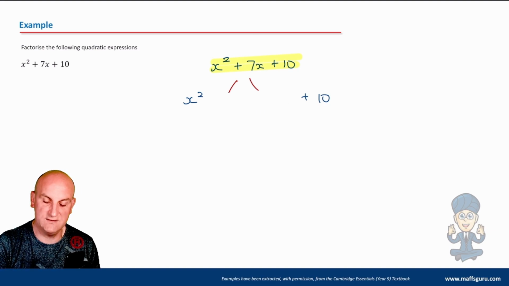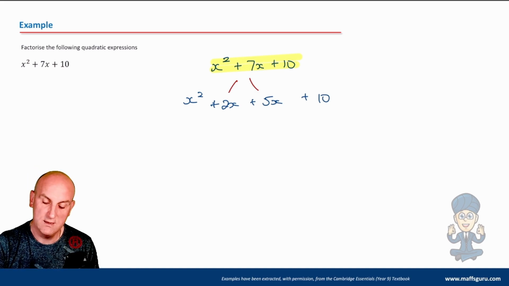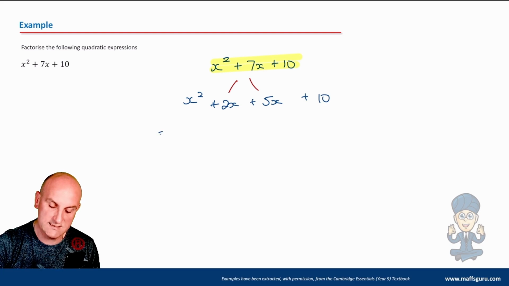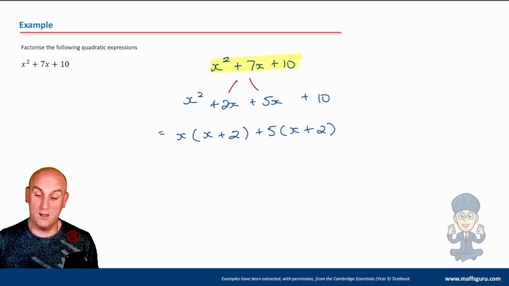Well, what else adds to give 7? All right, so plus 2x plus 5x. Let's see whether that works. Let's factorize the first two terms. So let's take out x, and we've got x plus 2. Maximum that comes out of there is 5, x plus 2. That's awesome. That one works.